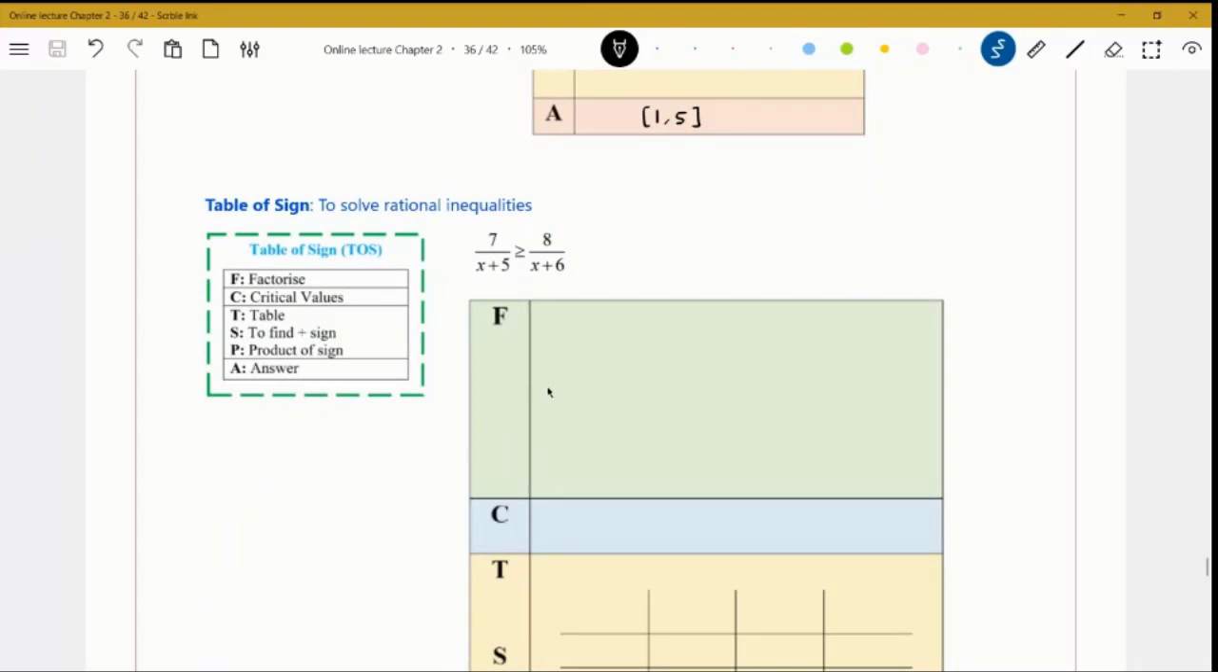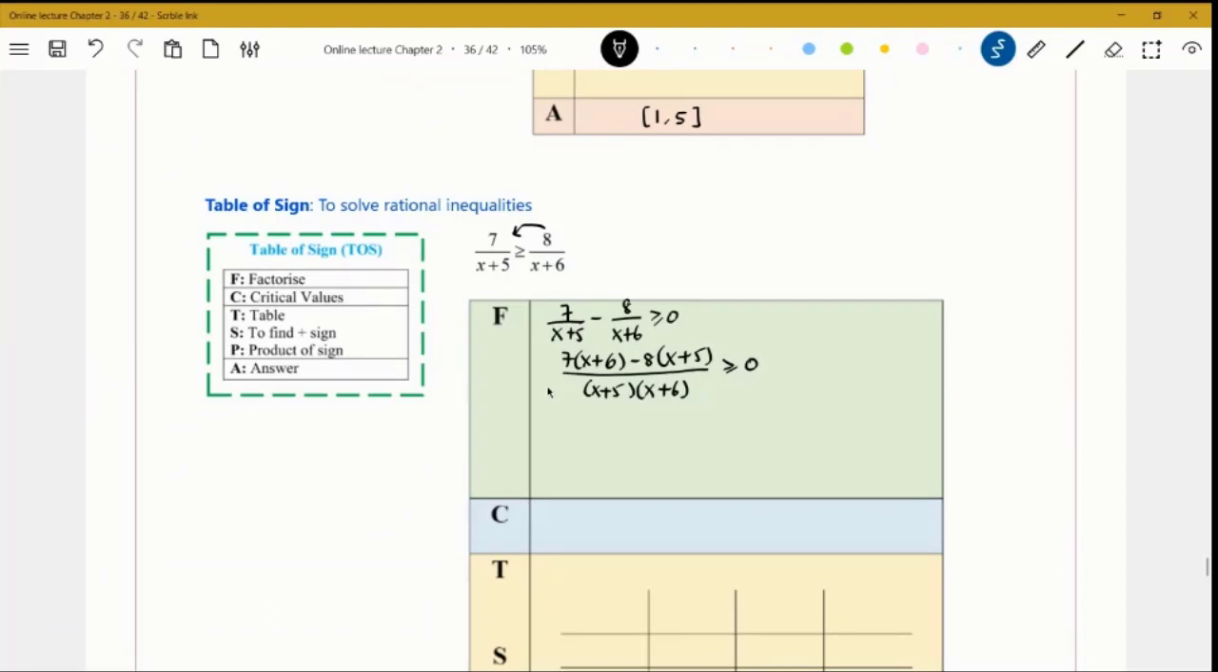So factorize. So first thing first, we have to bring this one to the left hand side. So we can have 7/(x+5) minus 8/(x+6) greater and equal 0. So we have to balance up denominator. So 7 times (x+6) minus 8(x+5), everything should be divided by (x+5) and (x+6). So these two factors tak perlu kembangkan. Sebab konsep kita nak cari factorize, dia mesti dalam simplest form of factorization. So ini dah factor dah untuk kamu.